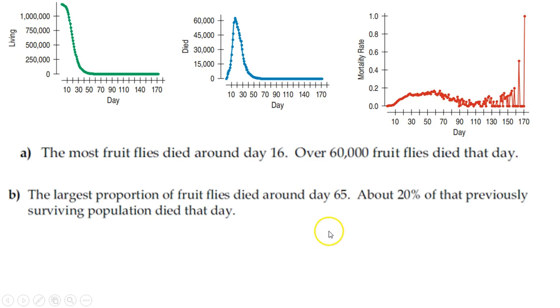Now the largest proportion of fruit flies died around day 65. All right, so when kids look at this graph, they're like, the largest proportion of them died around 65. Well, if they're looking here, you're not seeing much, right? That's day 60. You're like, well, how do I know about that? Or over here is day 65. How do I know about that?